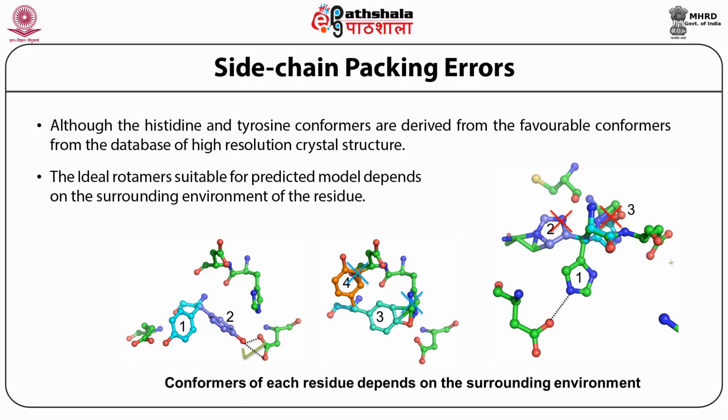So your program or the validation structure prediction server should be able to choose the conformers, where it should have conformer 1 and it should be in the minimum energy conformation. All these parameters should be taken into account when you do the structure predictions. So conformers of each amino acid residue depend on the surrounding environment, apart from the energetically favorable conformations.